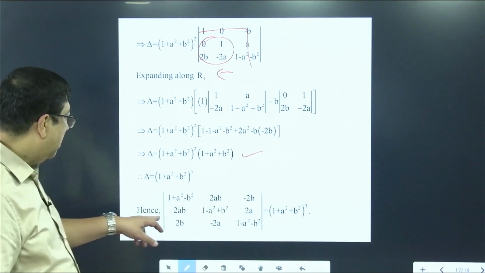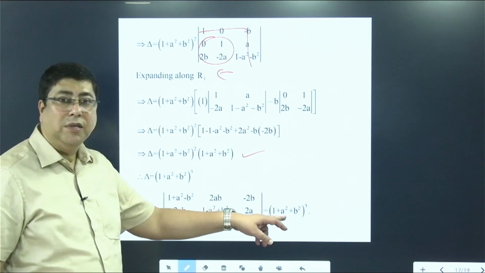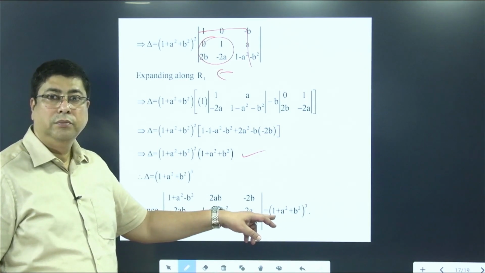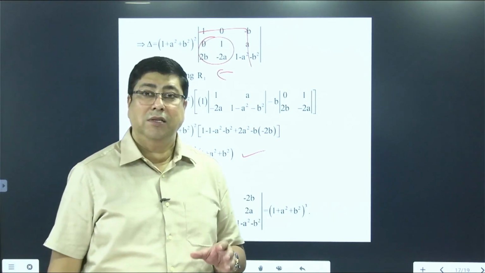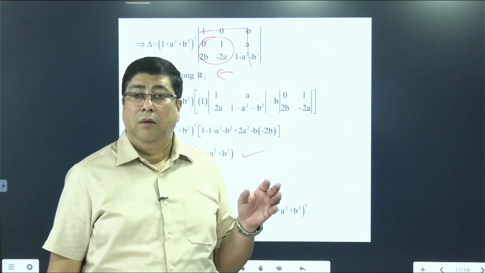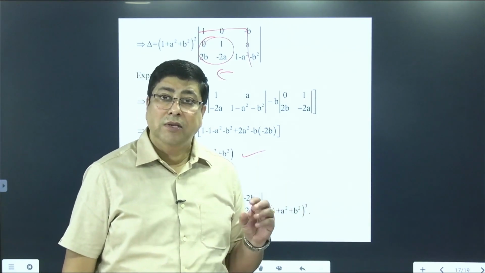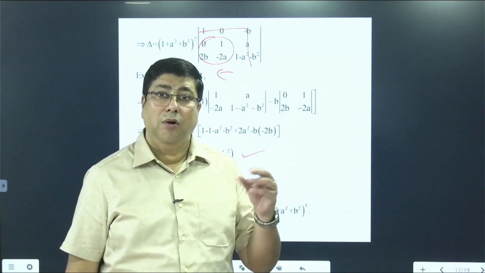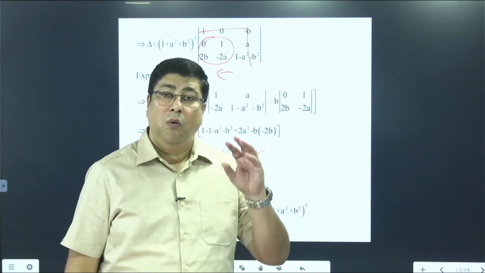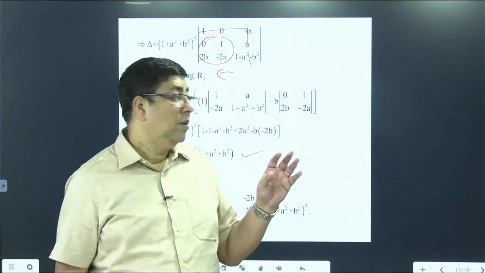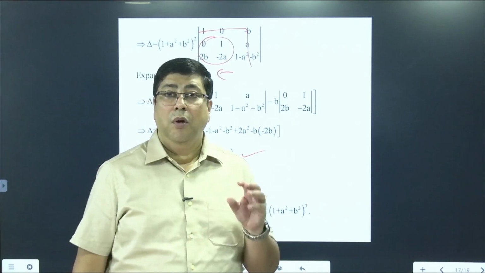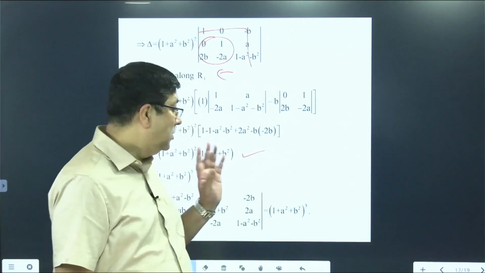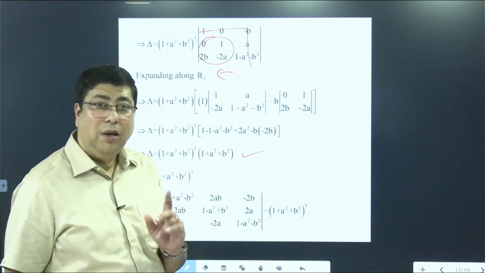Therefore the final answer is 1 plus a square plus b square whole cube. We need to practice this type of determinant, because when it comes, it is something confusing, what to be multiplied and what to be added. But we need to see what is the requirement. This type of sums come in board examination. Whatever the requirement, we have to practice continuously, mainly this type of sums. Once again, I am going to the next sum.